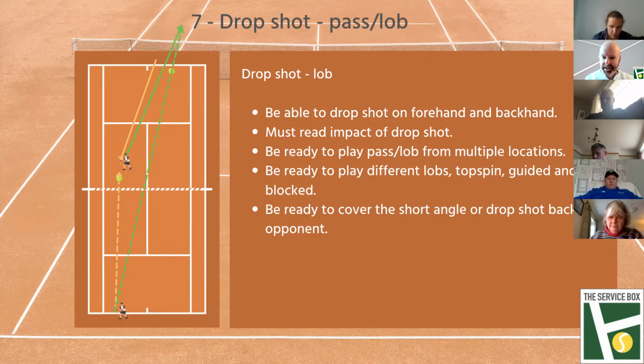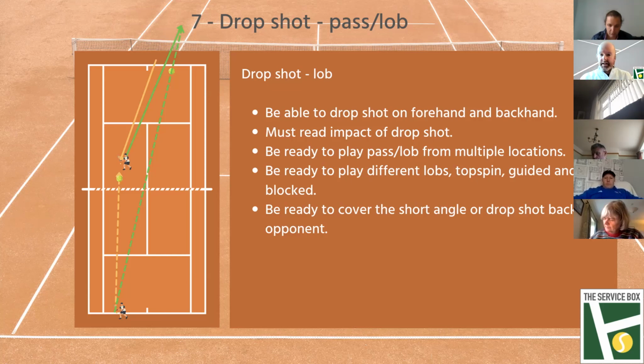You can do whatever you like in terms of how you frame it, but the key thing is you're looking to play the drop shot, bring them up to the net, and look to pass or lob on the next ball. Just like every other shot, you need to read the impact of the shot. So you might attempt to play a drop shot, and it sits up, so you have to be ready to defend with a lob. You might have to play your pass from multiple locations.